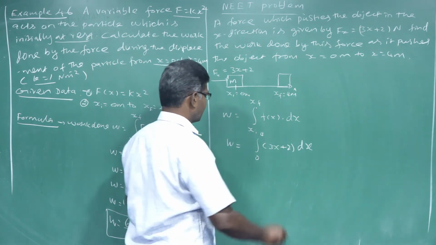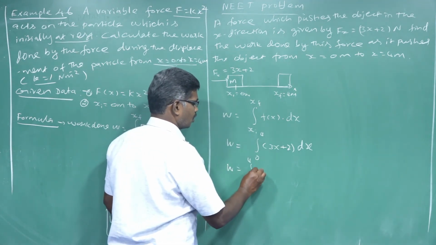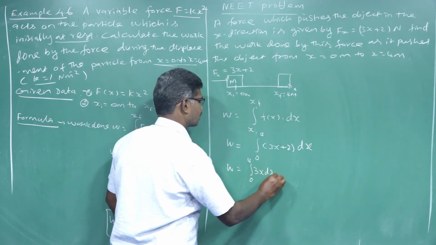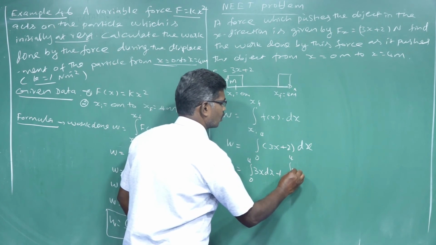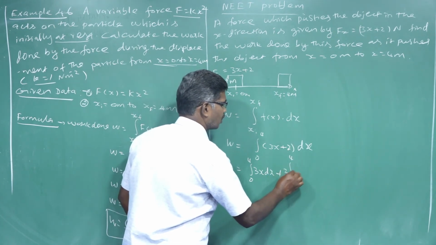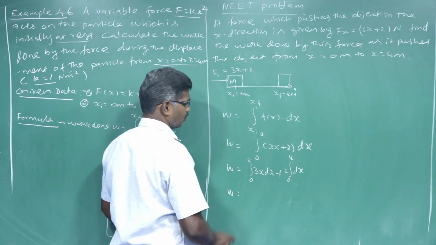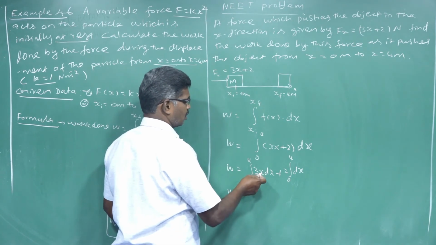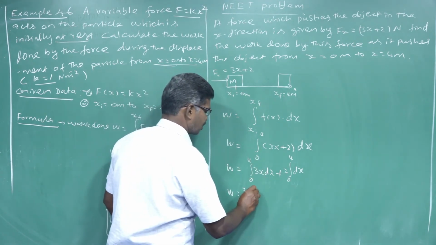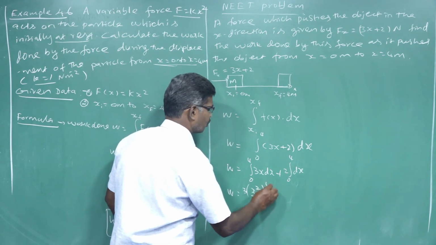Then we separate that. W is equal to integral 0 to 4 3x into dx plus integral 0 to 4 2, that is a constant taken out, into dx. From that W is equal to, this 3 is a constant taken out, and integral x dx can be taken as x squared by 2, and there we have the limits 0 to 4.